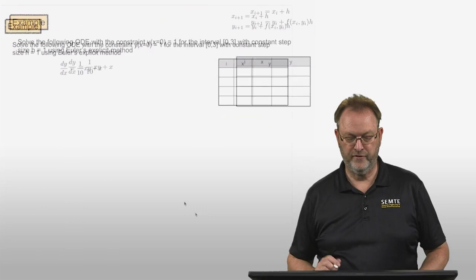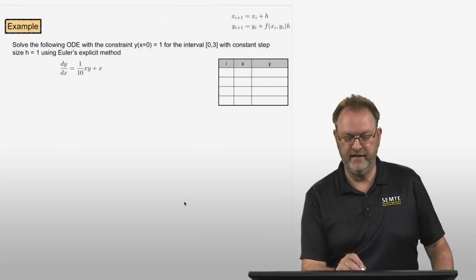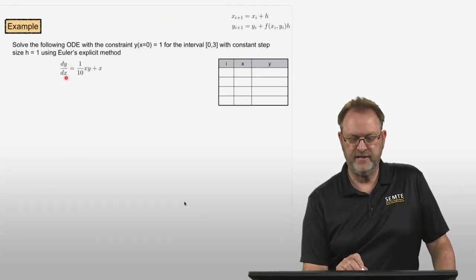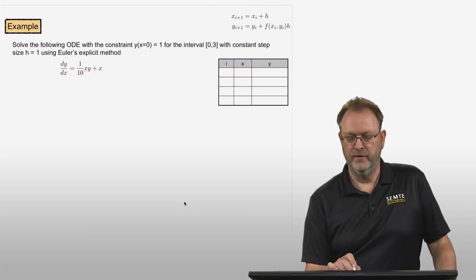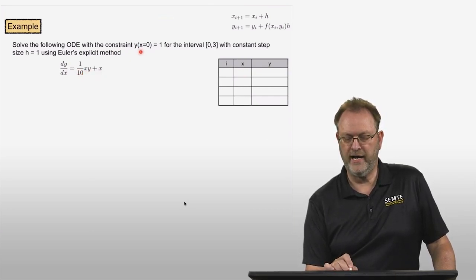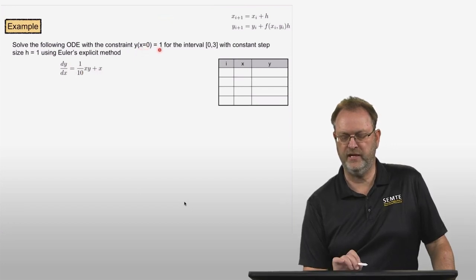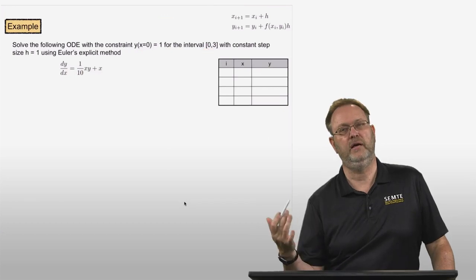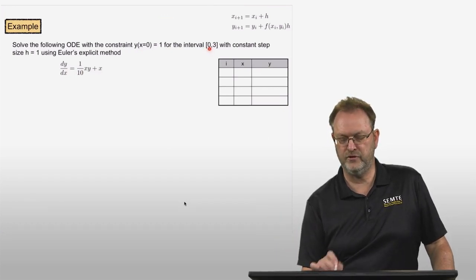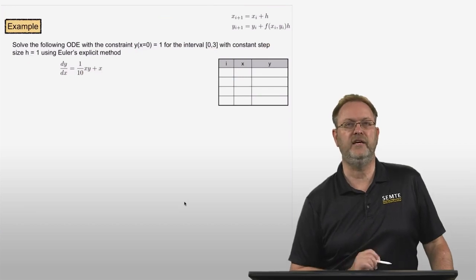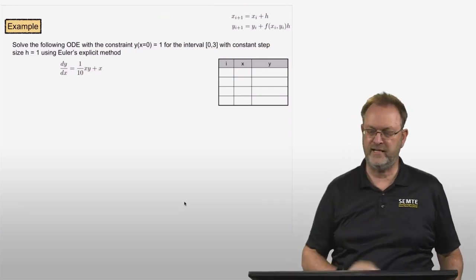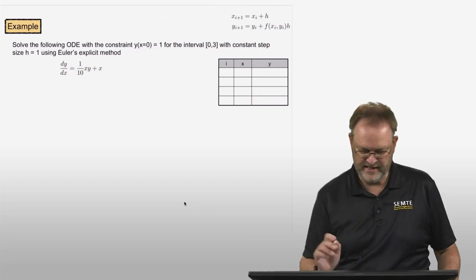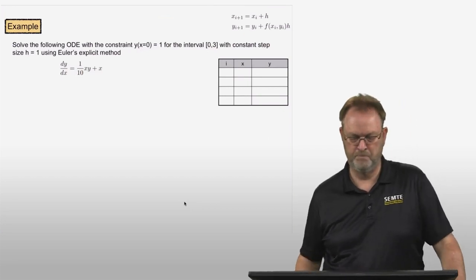Let's solve the following ODE here. dy/dx is equal to 1/10 x times y plus x, with the constraint that y at x equal to 0 has to be equal to 1. And I want to solve this on the interval of the independent variable x from 0 to 3 with a constant step size of h equal to 1 using Euler's explicit method, which is given up here again.